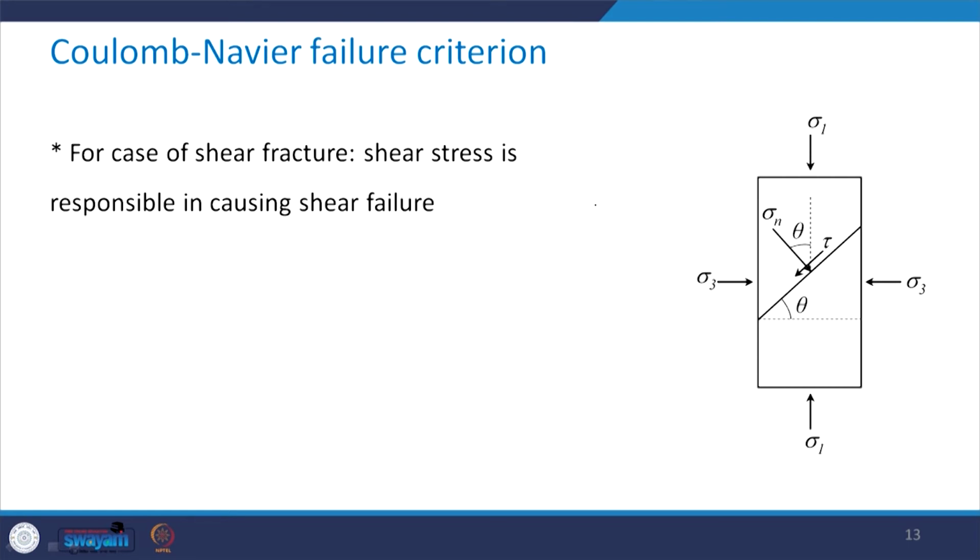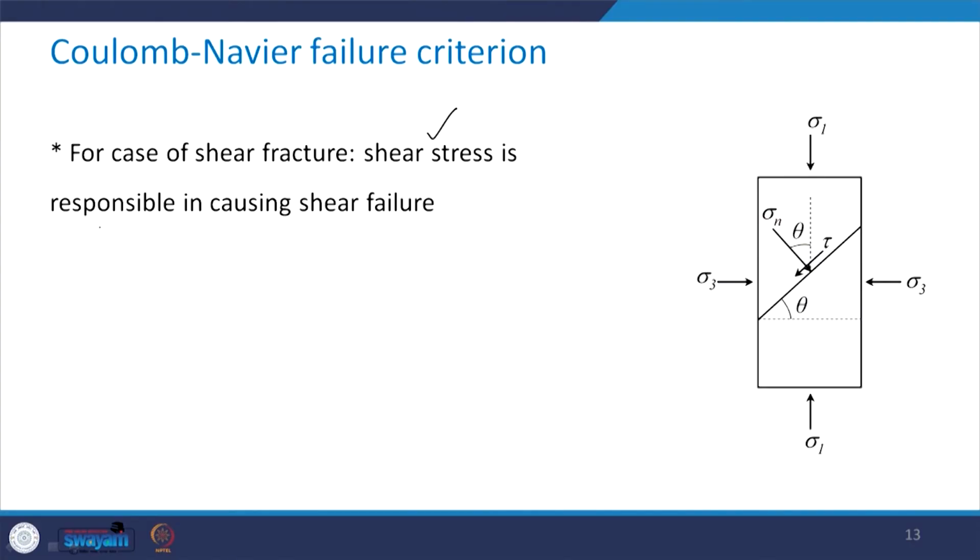now let us discuss the other failure criterion, which is the Coulomb-Navier failure criterion. This is more or less similar to the Mohr Coulomb failure criterion. However, the process of derivation of the model for this failure criterion is a little bit different. So we will see the detailed derivation now. In this case, for the shear fracture to occur in the rock mass, the shear stress is responsible.